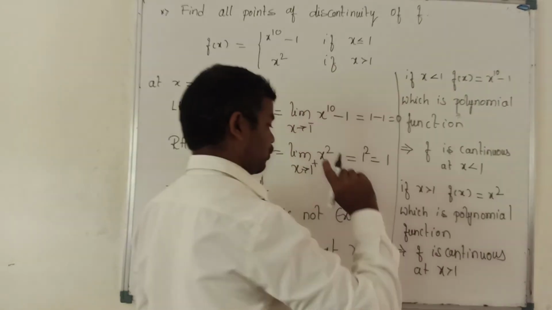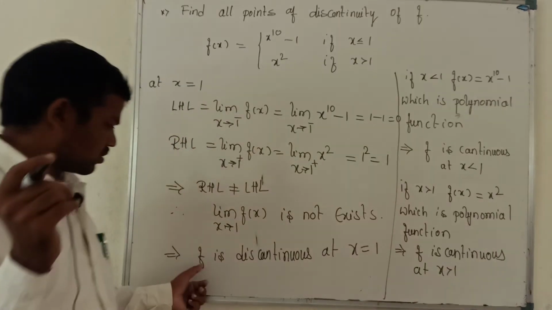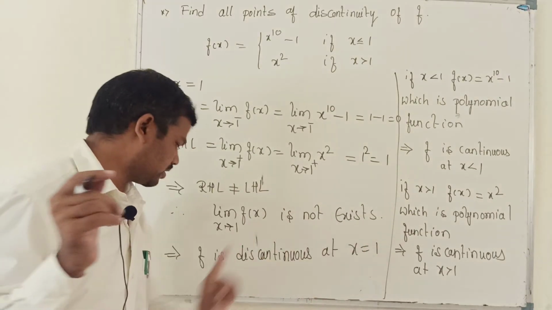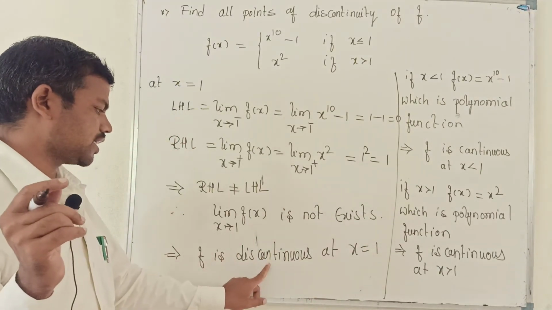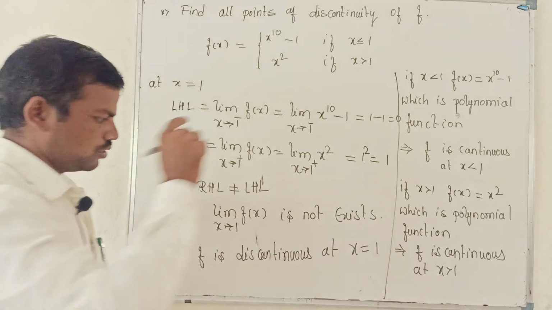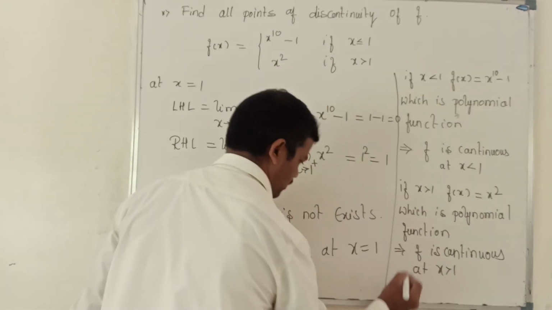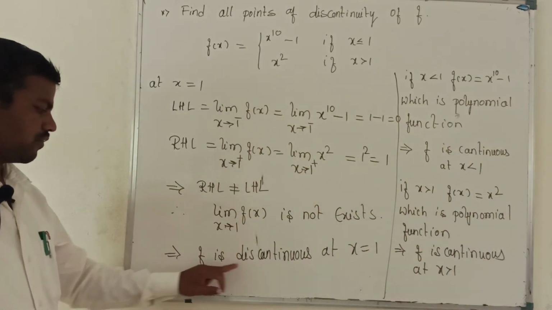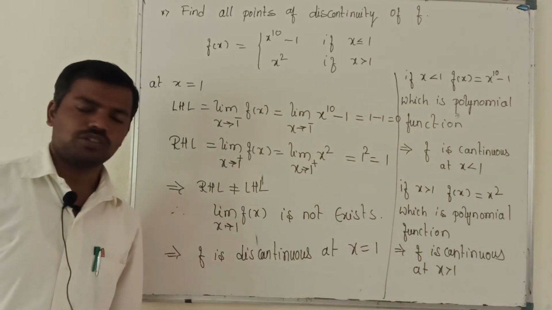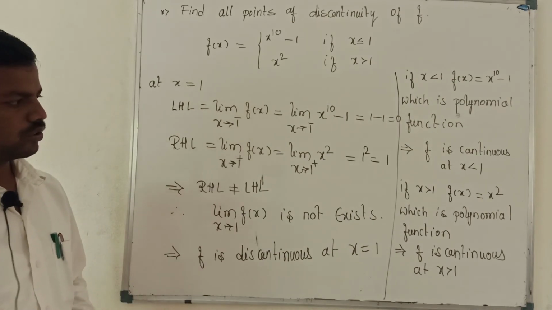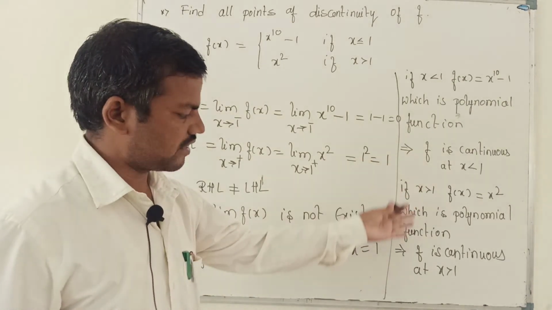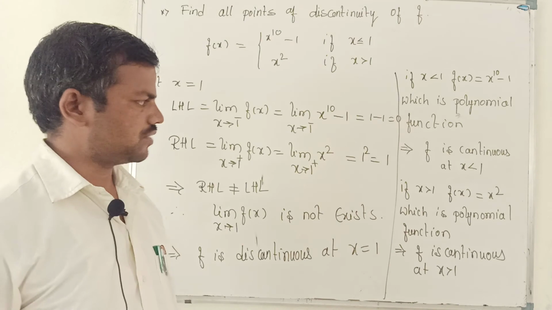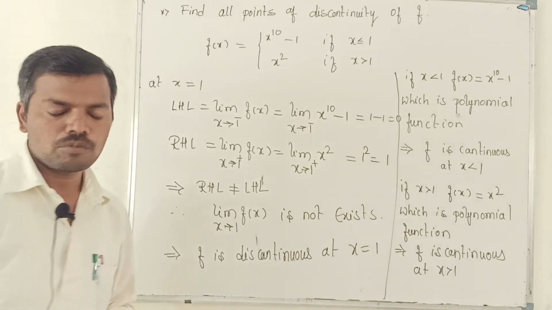Therefore here we got that f is discontinuous at x equal to 1. We got only one point, that is, f is discontinuous at x equal to 1 only. For all the remaining x, less than or greater than 1, it is a continuous function. So this completes the problem.